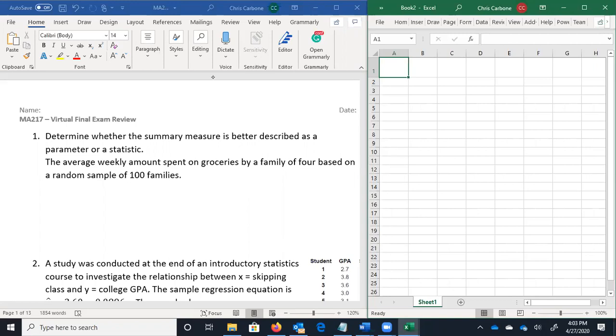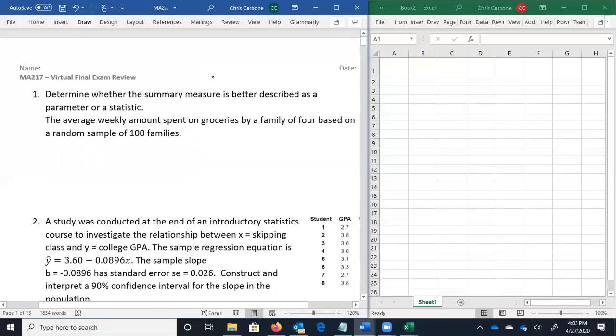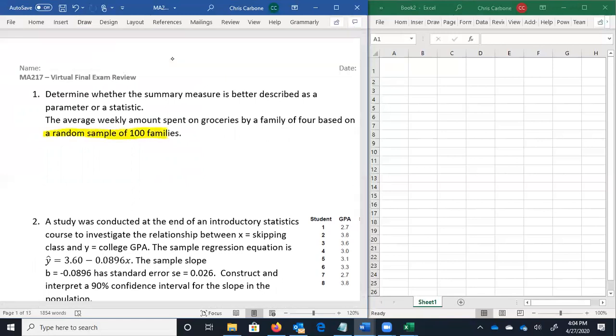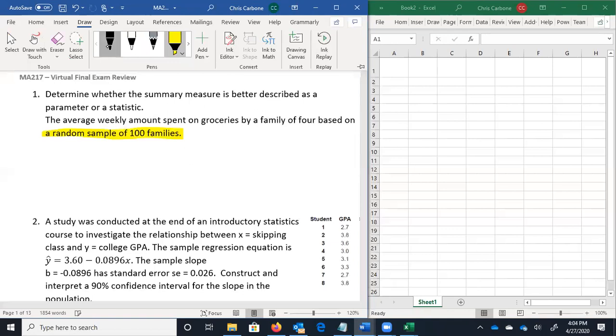By the way, before I answer this, do not just assume that that number is the only thing that's going to change on this. That scenario is also going to change. I did set it up so it does change, so please be aware. You hopefully will not have the same exact question. But because this has the weekly amount spent on groceries by a family of 4 based on a random sample of 100 families, because it says that, this is going to be a statistic.